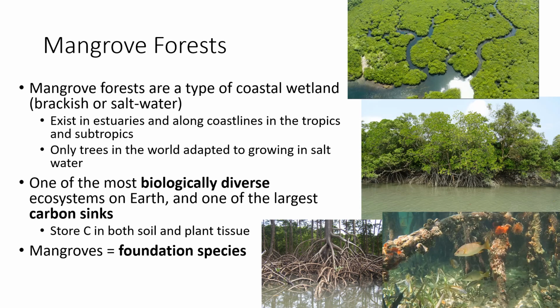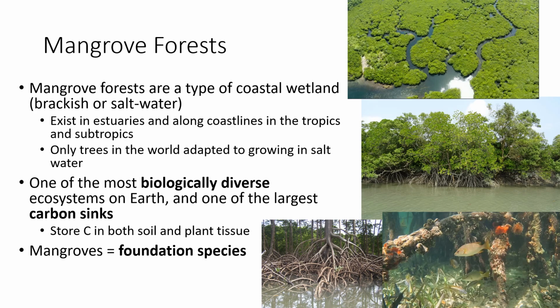That tangled mass of roots allows them to get oxygen to the roots during low tide, and in many cases during high tide, because those roots will prop them up above the high tide line. They're very extreme ecosystems in terms of salinity for plants, for trees specifically, but they're very, very biodiverse ecosystems and one of the most productive ecosystems on the planet.